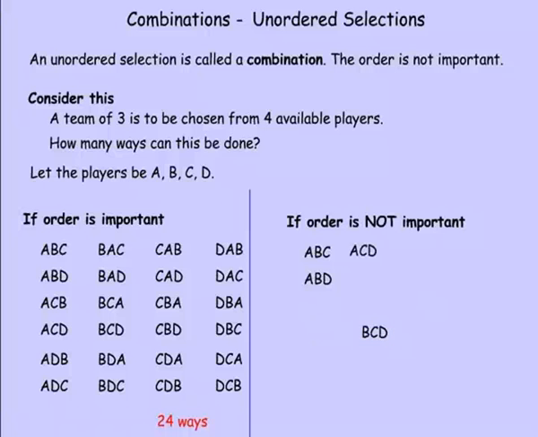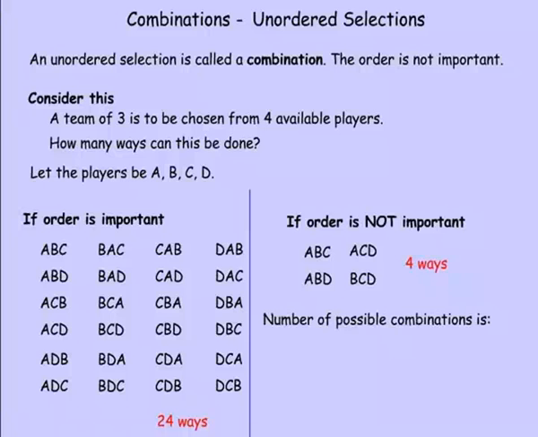So just start rearranging them, tidying them up a bit. You can see that there's only 4 ways of that happening. So if order is not important, there's only 4 ways of choosing 3 people from the 4 available players.